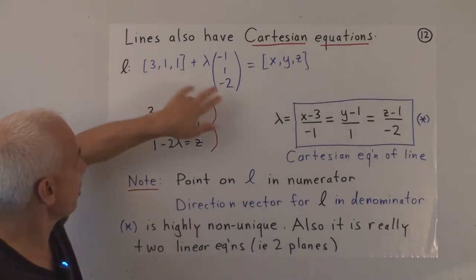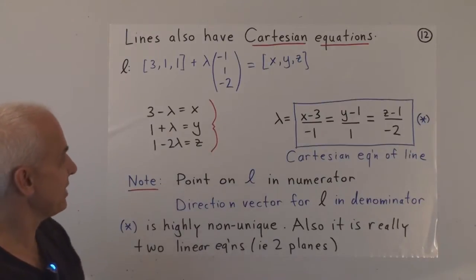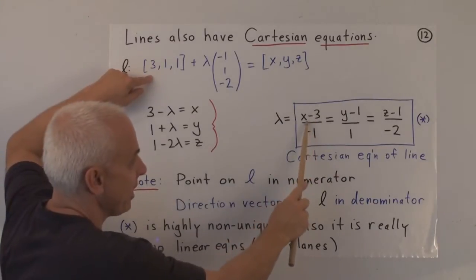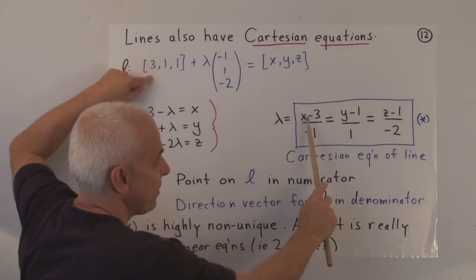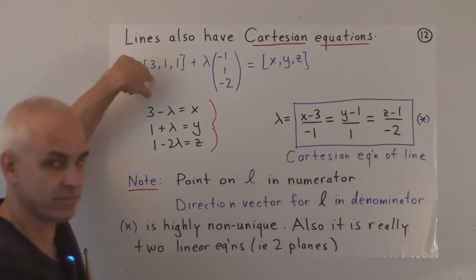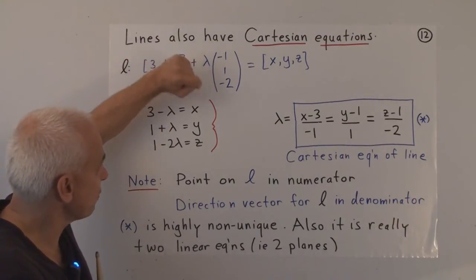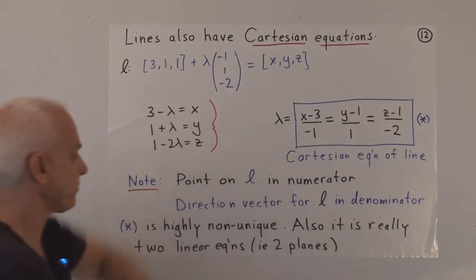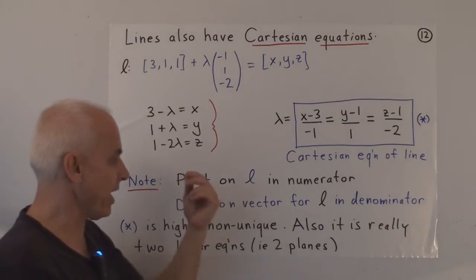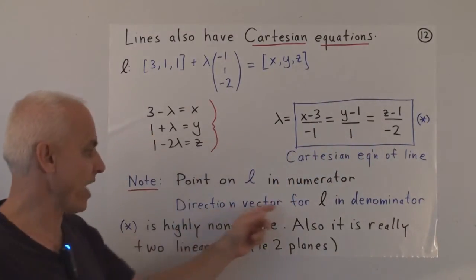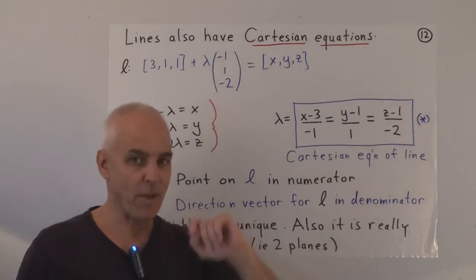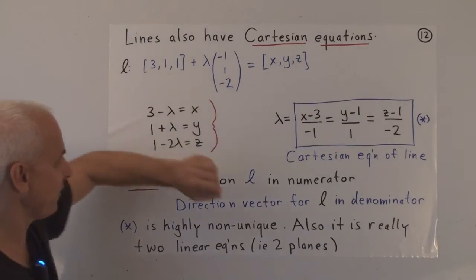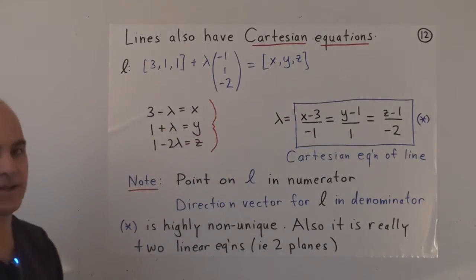How is it related to the original parametric equation? Well, you can see the relation, I hope, that the point (3, 1, 1) ended up here, 3, 1, 1. They're the numbers that we subtracted from x, y, and z. And the direction vector (-1, 1, -2) ended up here in the denominators. -1, 1, -2. So the point on L occurs in the numerator, and the direction vector for the line is in the denominator. So once you've done this a few times, you can go immediately from here to there without going through that intermediate calculation.